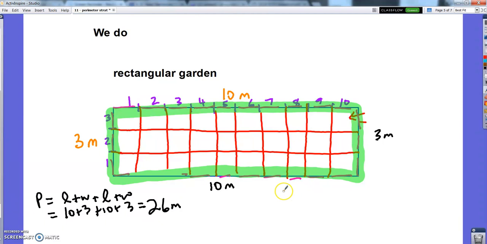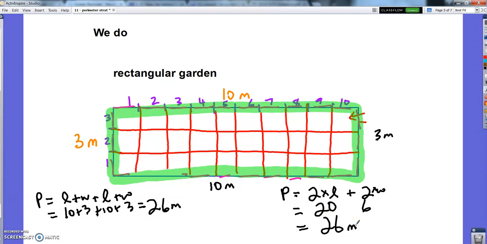Or the other formula I can use is there's 2 10s and there's 2 3s. So my other formula I can use is 2 times the length plus 2 times the width, which is 2 times 10 is 20, 2 times 3 is 6, and either way I get 26 meters. So it doesn't matter which version of the formula you use, it's whichever one you're more comfortable with or makes more sense. When you get to bigger numbers, like in the next one, it can matter.